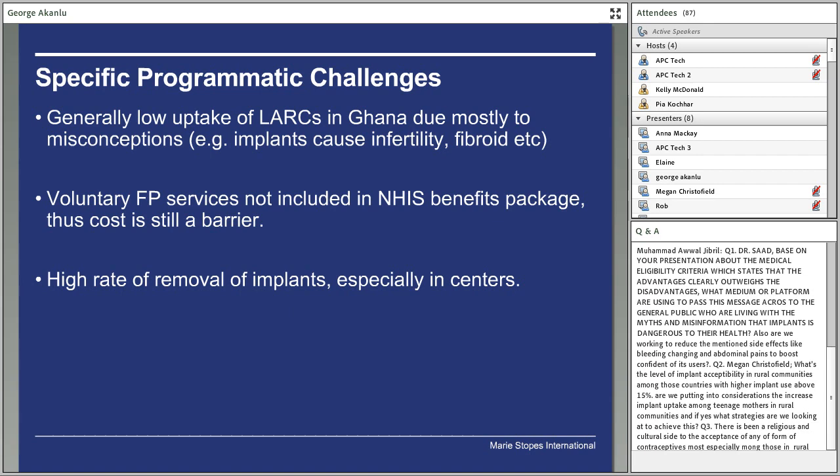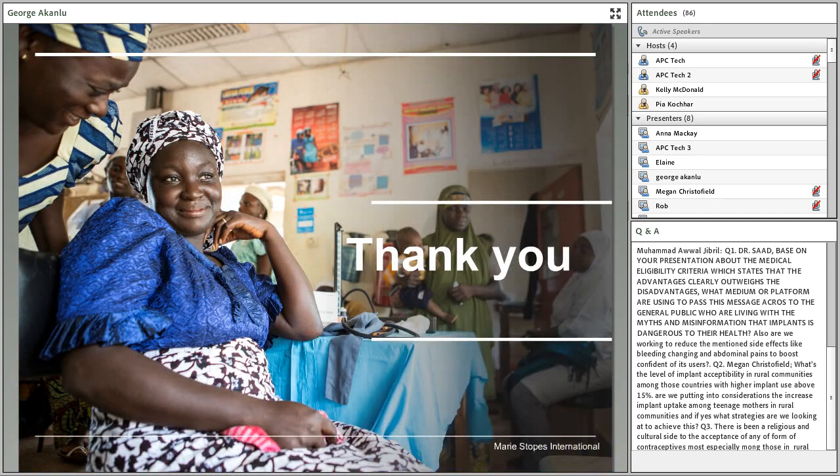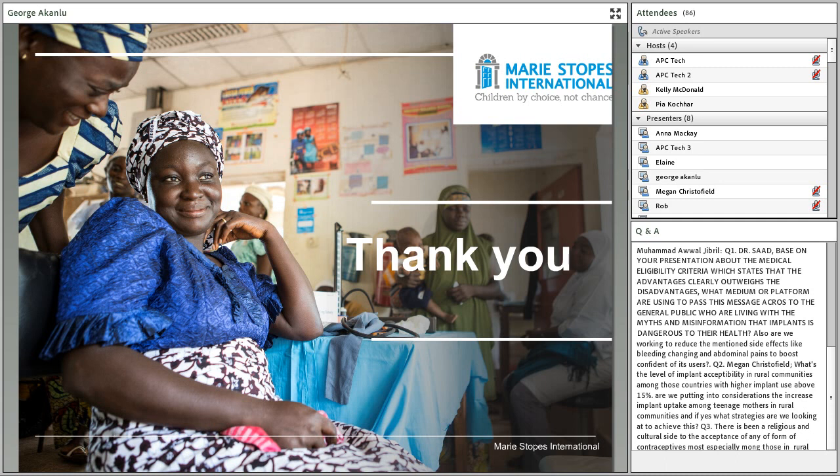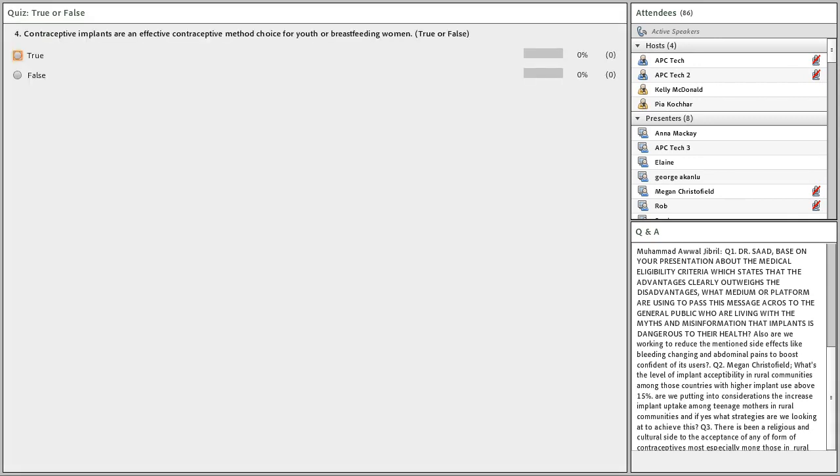And also, voluntary family planning services are not included in our National Health Insurance System benefits package, which means that people who walk into static sites would have to pay for family planning services. And this, again, is a barrier to uptake of family planning, especially for implants. For us, we think that the rate of removals is quite high, especially in our centers.